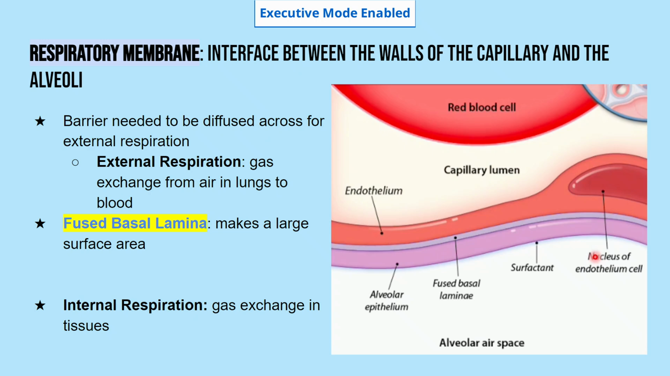And then we talked about before, the fused basal lamina increases the surface area of gas exchange on the respiratory membrane because they're actually fused together. There are no spaces between. So gas exchange can occur at every point along the membrane.